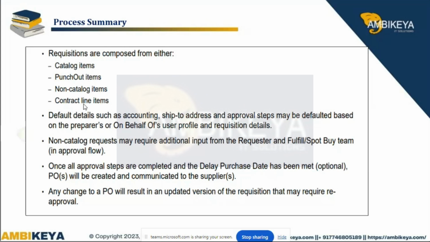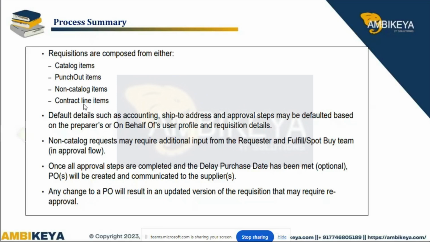As I already told you, requisitions are composed of catalog items, punch out items, non-catalog items, or contract line items. Since someone mentioned they also worked on contract management: contract management is one of the upstream modules, placed at the parent level. Once you create a contract, it is replicated back to the downstream module, which is P2P. There you can make use of the contract for your purchase requisition creation or procurement activities.